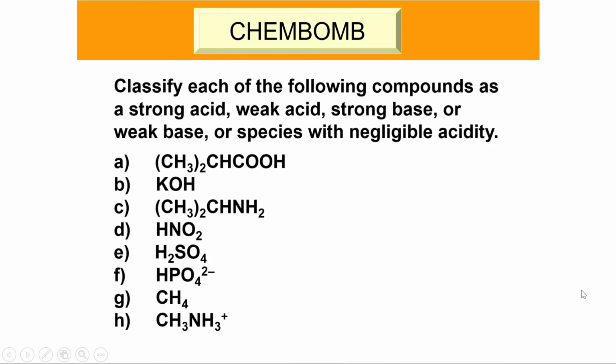Exercise. Classify each of the following compounds as strong acid, weak acid, strong base, weak base, or species with negligible acidity. Now let's make a guess. I'll give you some time to look at the equations given and try to guess by yourself what these compounds represent. Here is the answer.